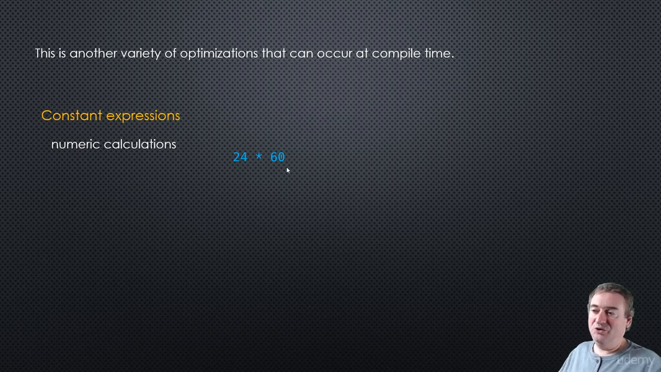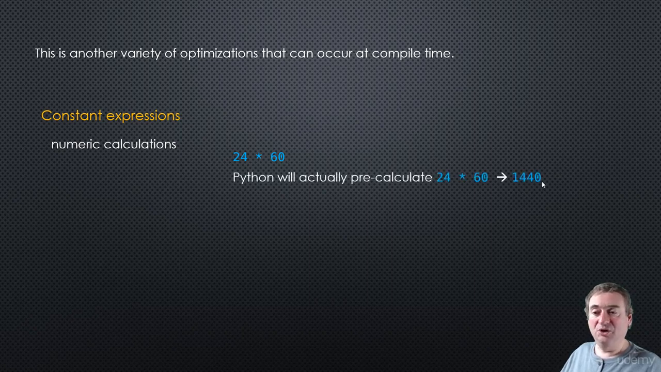But let's say your line of code was minutes equals 24 times 60. Now, from a readability standpoint, it's easy to understand that this means the number of minutes in a day, right? 24 hours times 60 minutes. But if you were to say minutes equals 1440, it might not be immediately evident that this is the number of minutes in a day. So it would be better if you could just leave 24 times 60.